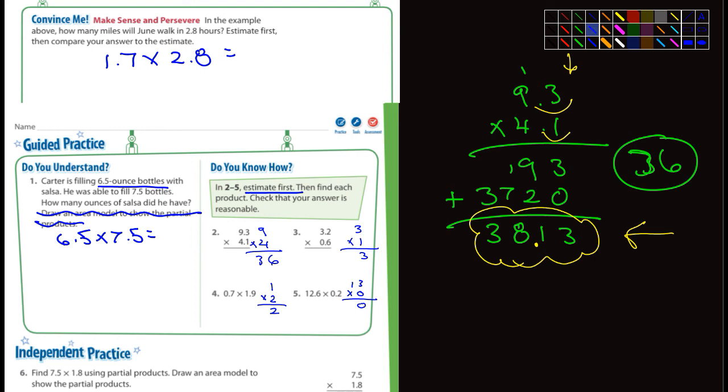38.13. So I'm going to put that down, right. Wait, which one was that? That was the first one. 38.13. There's my answer. Hey, that's pretty close to 36. So there you go.